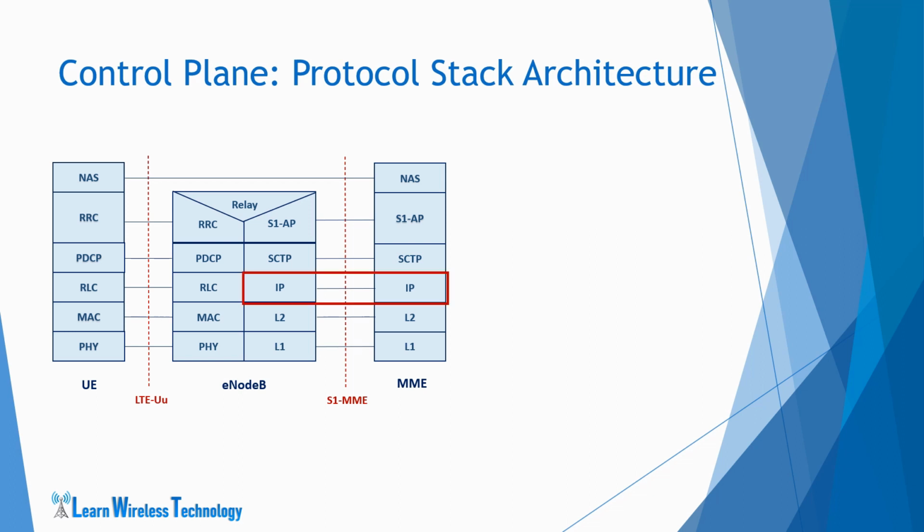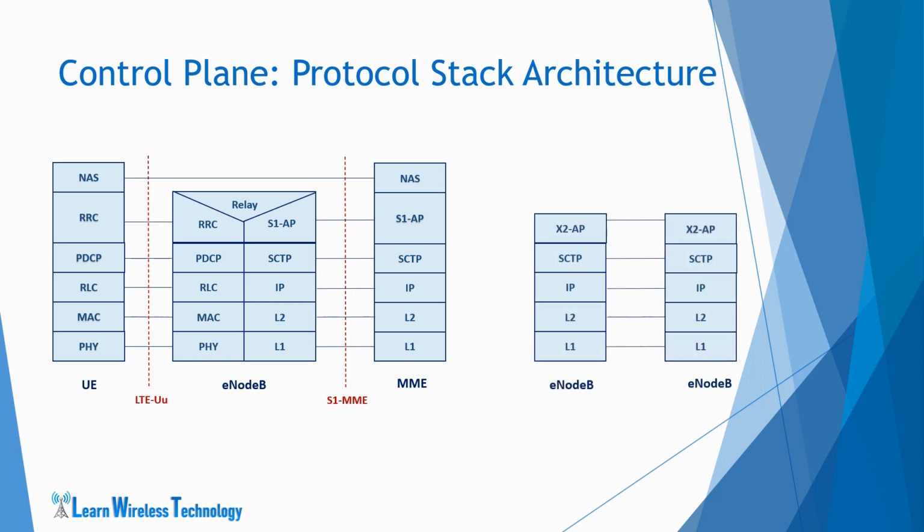The IP protocol is used to route the IP data between eNodeB and MME. The physical layer connection between eNodeB and MME is based upon electrical or optical connection. The interface between them is the S1-MME or S1-C interface.